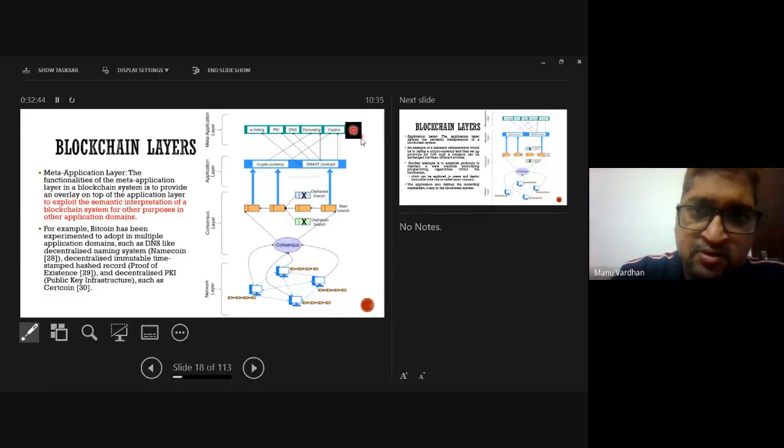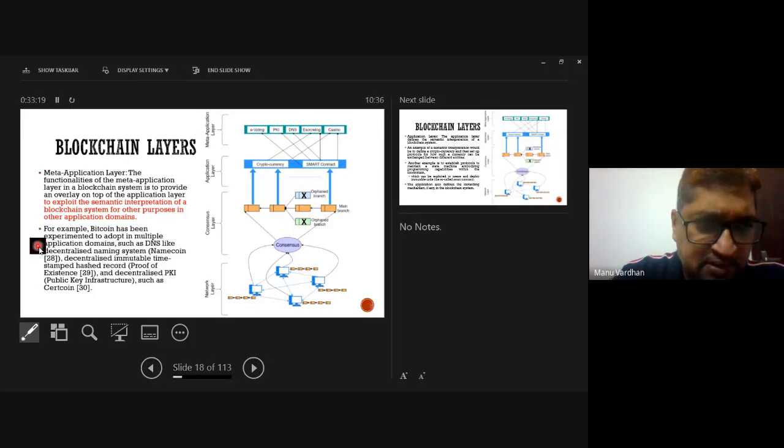Not all the domains are mentioned. We can use it in healthcare services, in supply chain management, in land revenue systems, in e-check banking systems. So many other domains also exist. The functionality of this meta application layer in the blockchain system is to provide an overlay on top of the application layer to exploit semantic interpretation of the blockchain system for other purposes and other application domains.